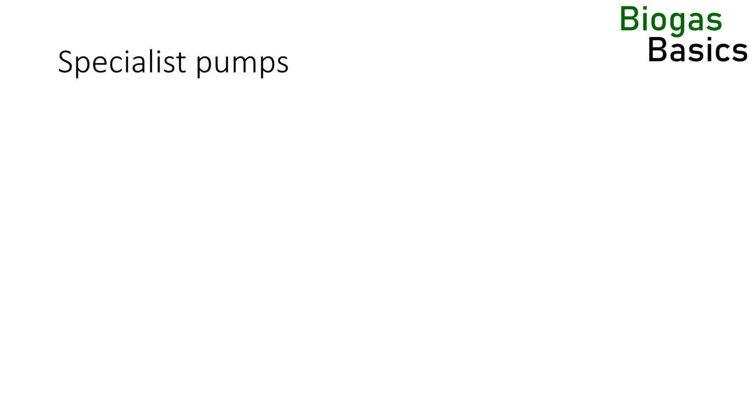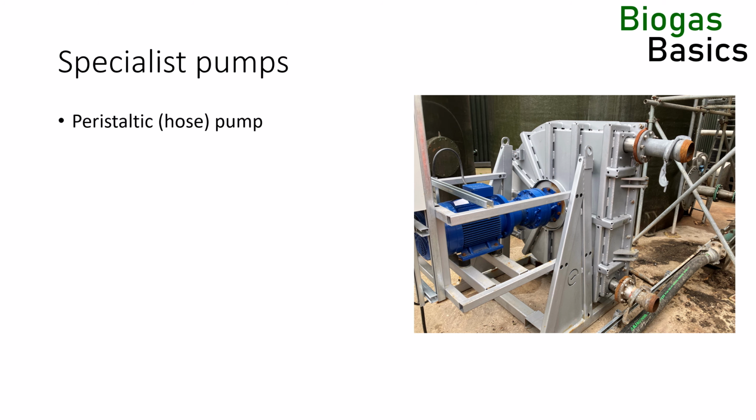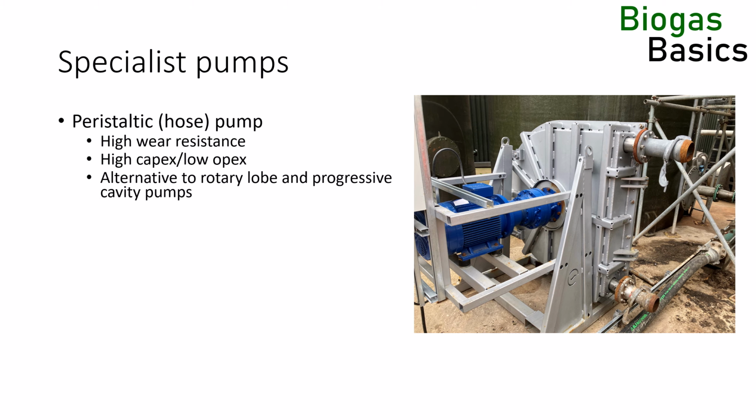Some less common pump types are also used in the AD industry. Peristaltic pumps use a hose to pump digestate. The hose is squeezed by two wheels on a rotor. The hose must be lubricated and cooled. While this pump is not very efficient, it is resistant to wear as the hose is the main wear part, which can be replaced easily. The pump is quite large and is sold as a high capex, low opex alternative to rotary lobe and progressive cavity pumps. It is best used for medium pressure and flow applications of fibrous materials with yield stress.